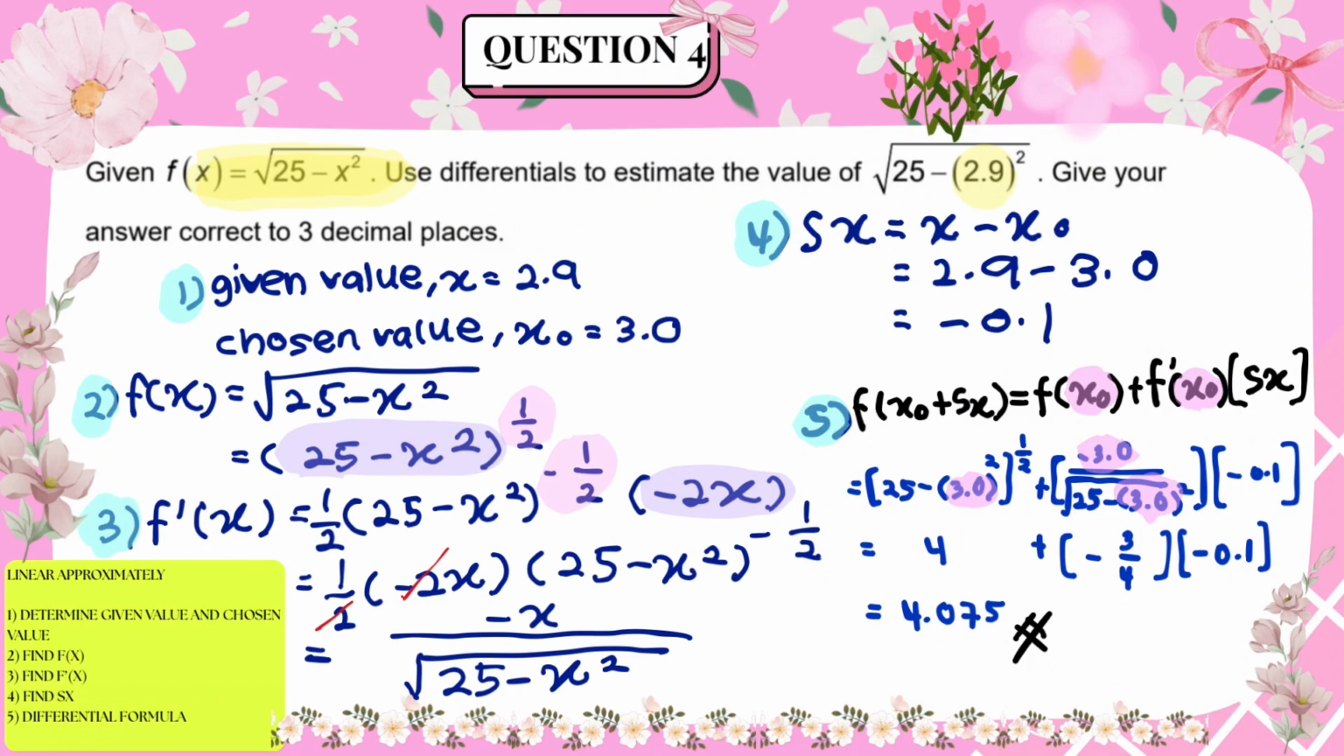Therefore, the estimated value of the square root of 25 minus 2.9 squared using differentials is approximately 4.075, correct to 3 decimal places. That concludes my presentation for question number 4. I hope this explanation was clear and helpful. Thank you for watching.